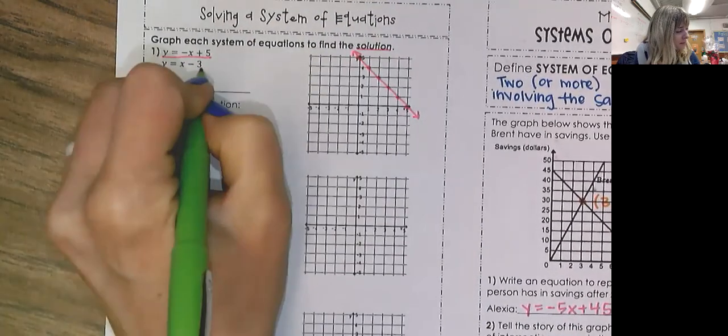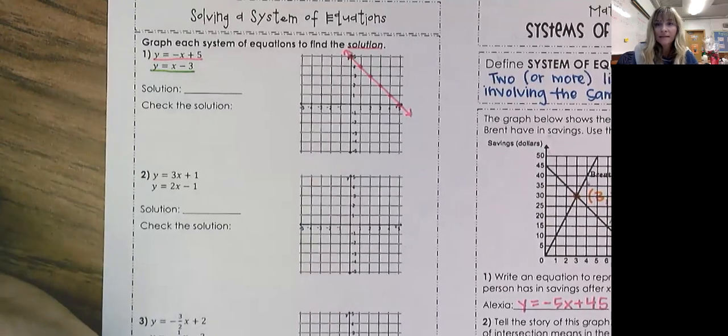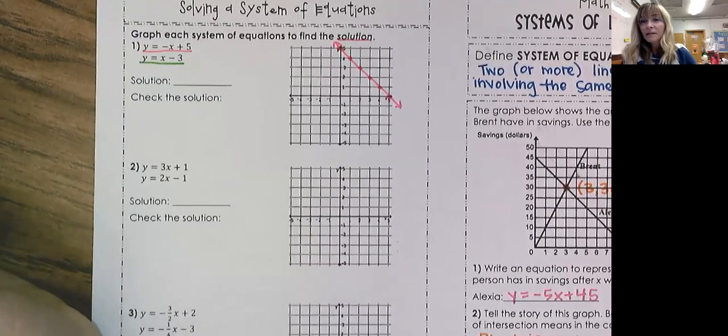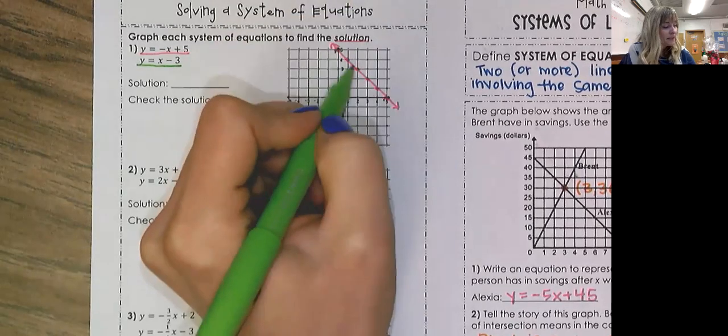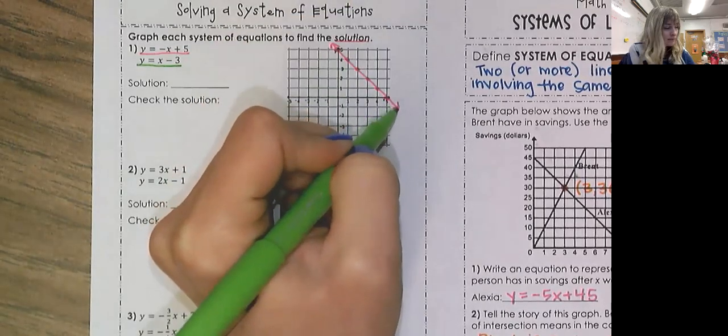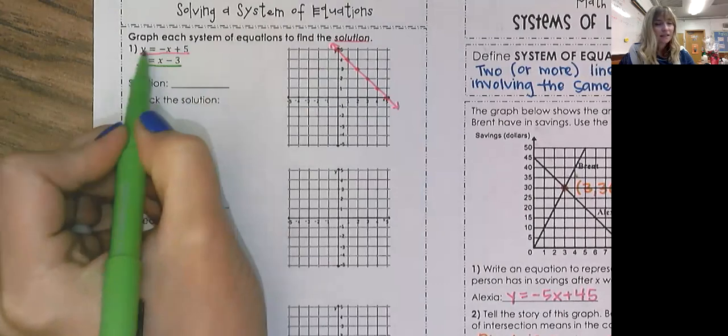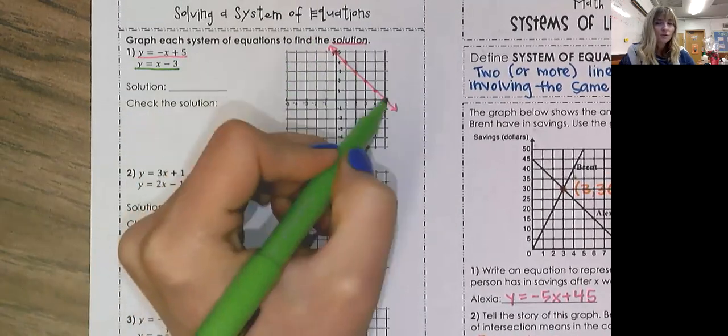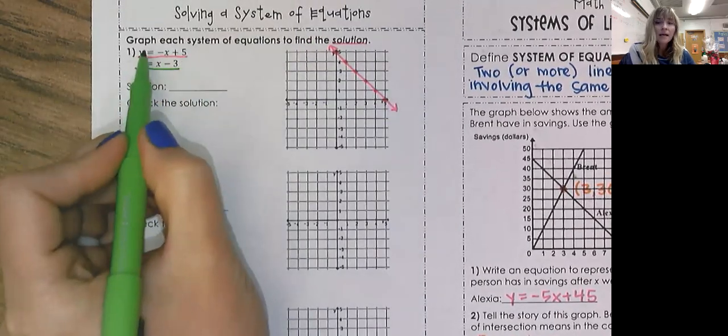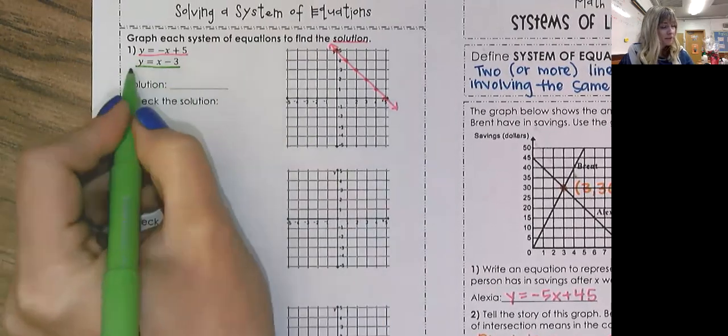I'm going to graph the other equation in green. Okay, this is a separate equation. Let me just pause here and make sure you understand, though. This pink line shows me every ordered pair solution to this equation. That pink line shows me every solution to this equation. Now I'm going to draw a green line that shows me every solution to this equation.